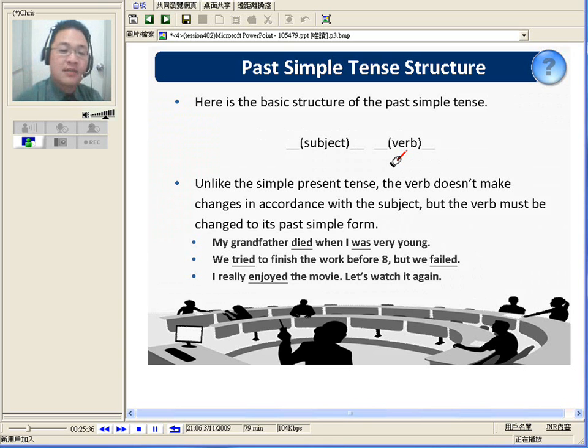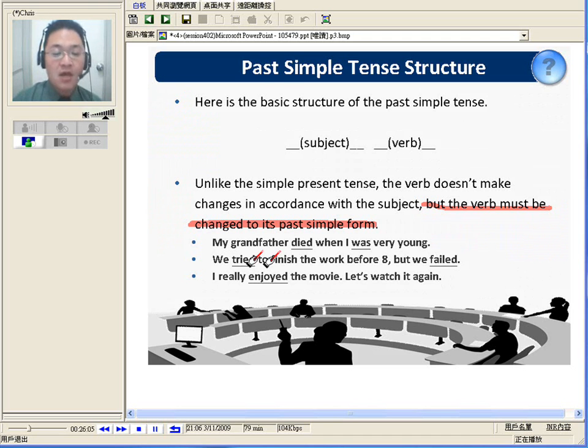Now, in simple past tense, we don't have this rule. But, very important, the verb must be changed to its past simple form. And later on in the session, I'm going to introduce you to the fact that most verbs, when they are changed to the past simple form, we add an ED.